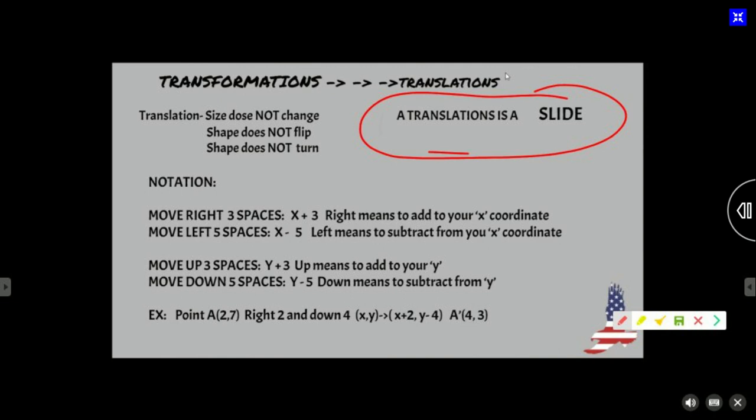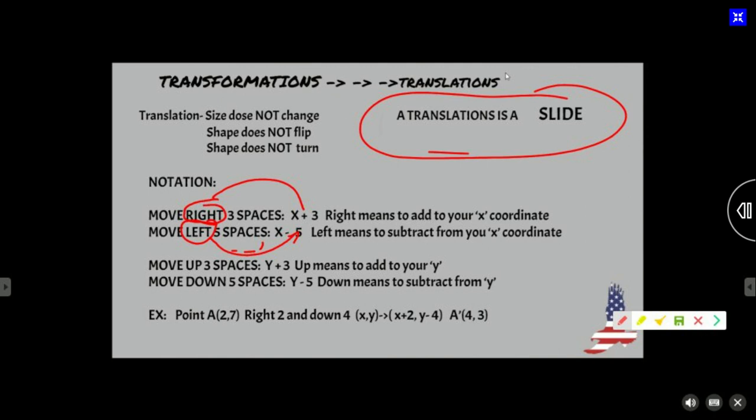So if you don't write anything else from this page down, you have got to connect the word right with X plus. If I say right, I gotta add to X. If I say left, I gotta subtract from X. Because if I move to my right, I am increasing. If I move to my left, I am decreasing, right?